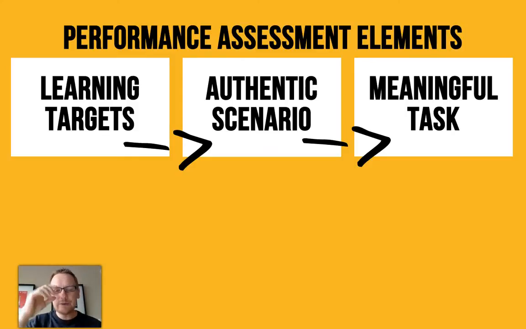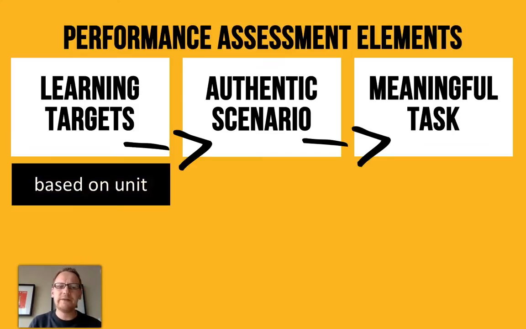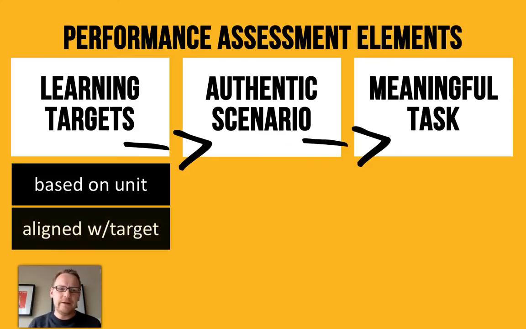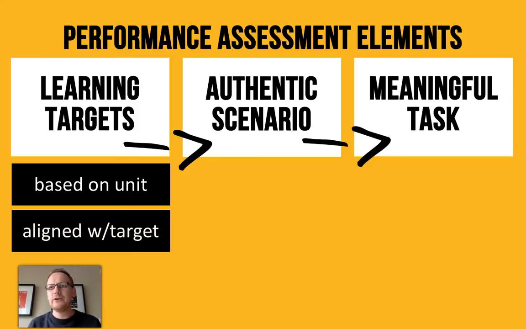And so it's really important that we align those 3 things, that we go from the learning targets into an authentic scenario and a meaningful task. And when we have those targets, we've got to keep in mind they have to be based on the actual unit that the students are going through right now. So we can't surprise them with something new just to see, well, maybe I can push the kids a little. That's not the purpose of performance assessment. And they have got to be aligned with the proficiency target.